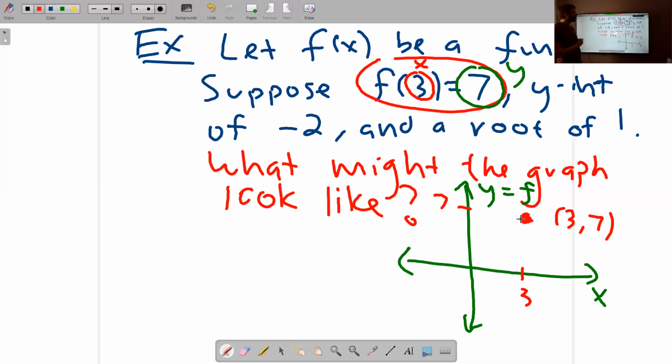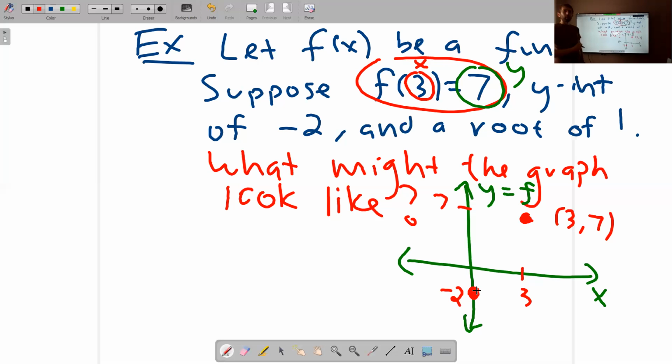Now in this example, we're given two other points on the graph. We're given a y-intercept of -2. So y-intercept is where it intersects the y-axis. So that's going to be like right here, let's say. So this is also a point on the graph. And that says we have a root of 1.